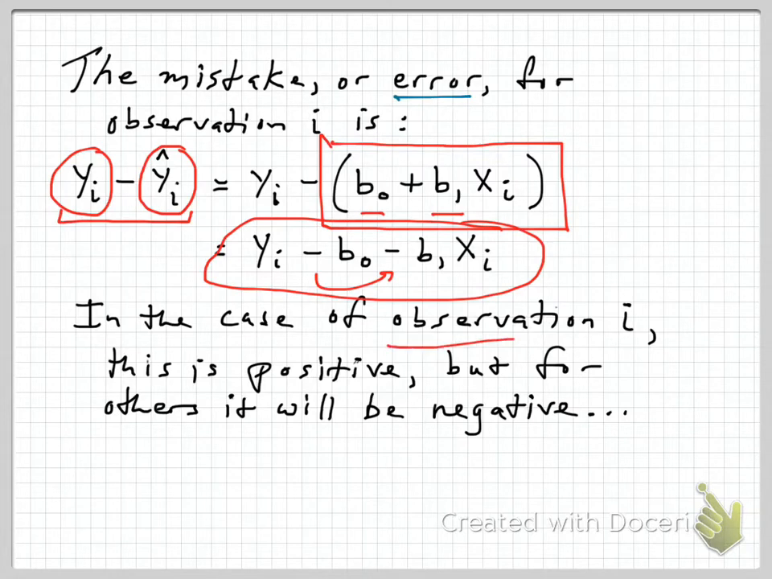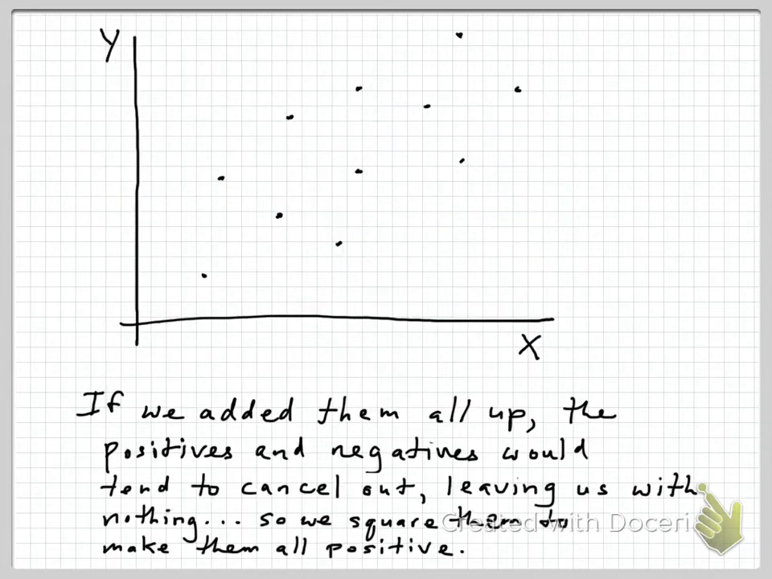So you can see that in the case of observation I, referring back to our graph, this deviation is positive. The actual value of y exceeds the prediction. But for other values, it would be negative. And let's take a look at that. So here was our cat I, but here's cat J. Give it some ears and whiskers as well.